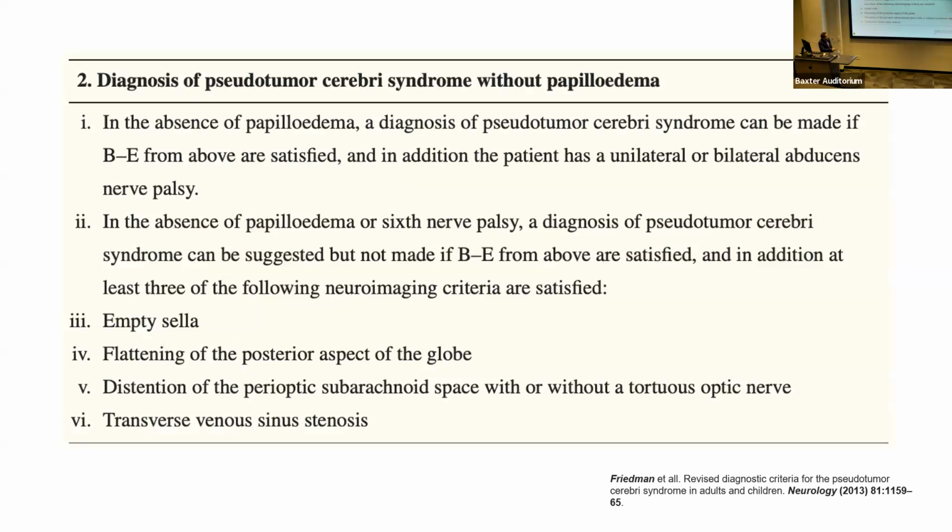That's the criteria by Friedman, where basically you need to fulfill the radiological criteria, and also 3 of these 4: empty sella, flattening of the posterior aspect of the globe, distension of the perioptic space around a tortuous optic nerve, or transverse sinus stenosis, especially transverse venous sinus. So you need to fulfill all the other criteria except papilledema to basically diagnose this. And this is really rare.